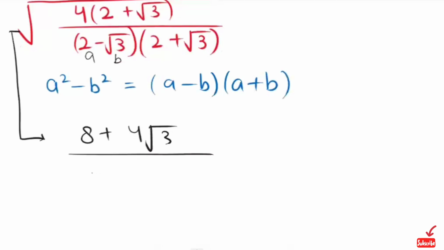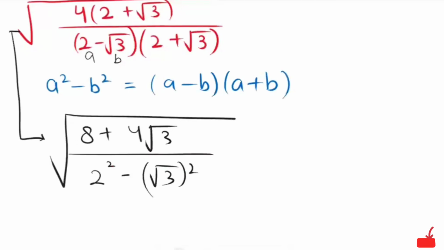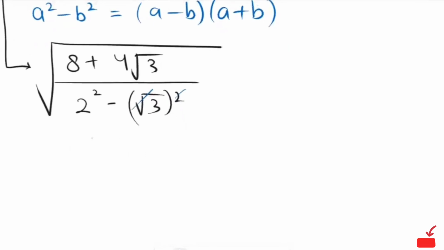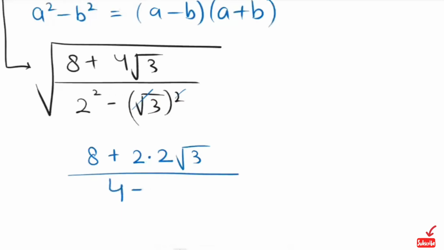So this will turn to 2 to the power of 2 minus root 3 whole to the power of 2. This is all in the root. Now I am going to solve this: the 2 and the square will get cancelled. So this equation turns to 8 plus, here I am going to split this 4 as 2 times 2 root 3, over 4 minus 3. This is under the root.